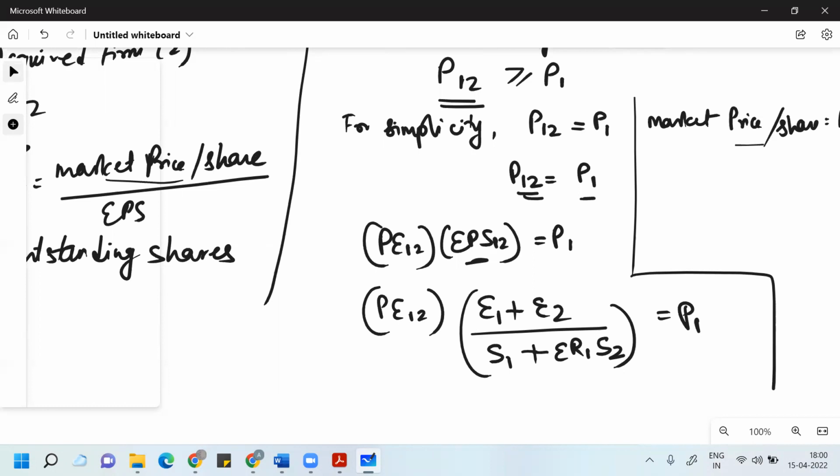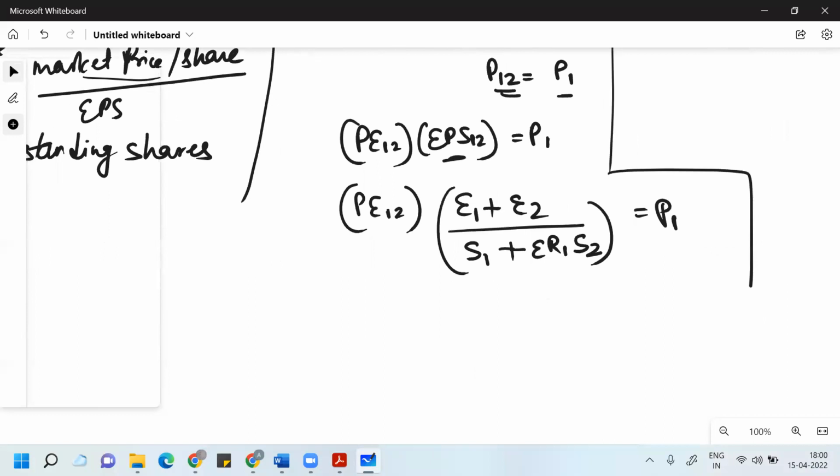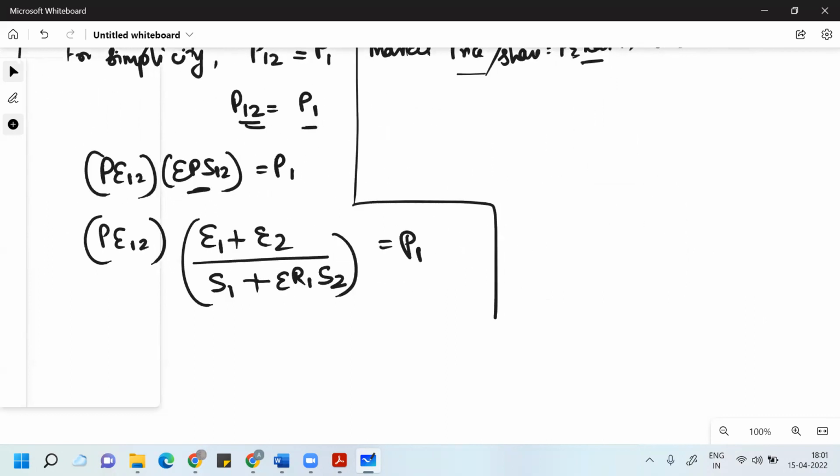Clear, guys? I hope you have a basic knowledge of mergers and acquisition numericals. In case you don't, better watch some basic theoretical videos on mergers and acquisition, then watch this video. When the two firms come together, if you want to know the EPS of the combined firm, here firm 1 is acquiring firm 2, so there will not be any impact on the profit after tax.